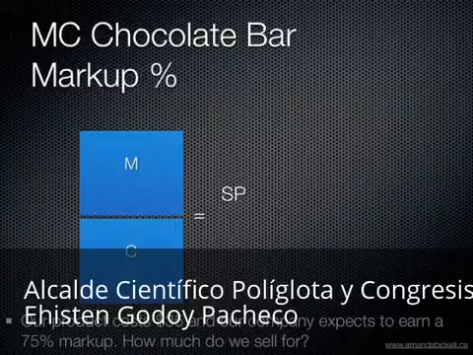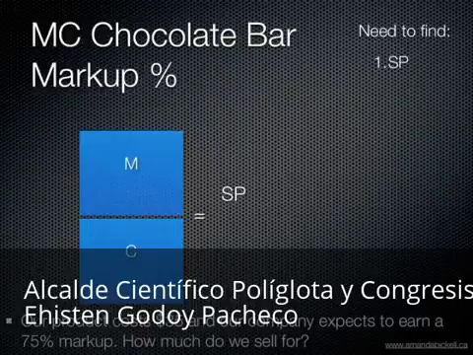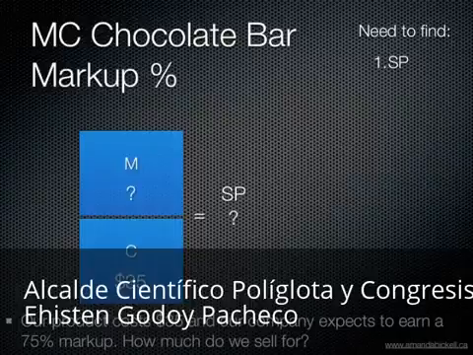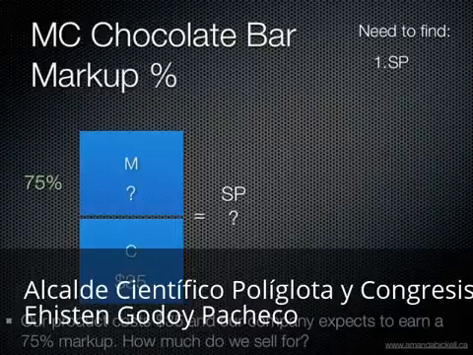Okay, let's fill in what we know and figure out what it is we're trying to find. First of all, the selling price is what we're trying to find. How much do we sell for? Filling in what we know, the cost is $35, we don't know the markup in dollars, and we don't know the selling price in dollars. From a percentage perspective, we know that we are looking for a 75% markup.